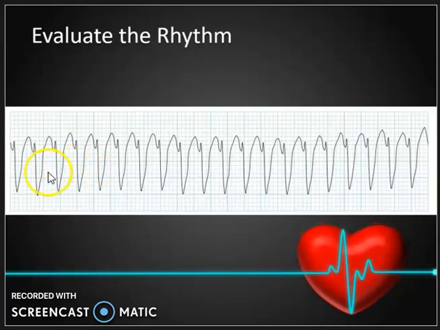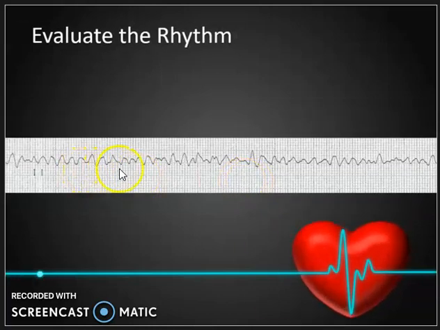So looking here, this is a regular rate. However, the rate is very fast. It's tachycardic. Can't really see any P waves, can't measure PR intervals. Our QRS is wide. Can't really discern any T waves or ectopic beats. This is ventricular tachycardia.